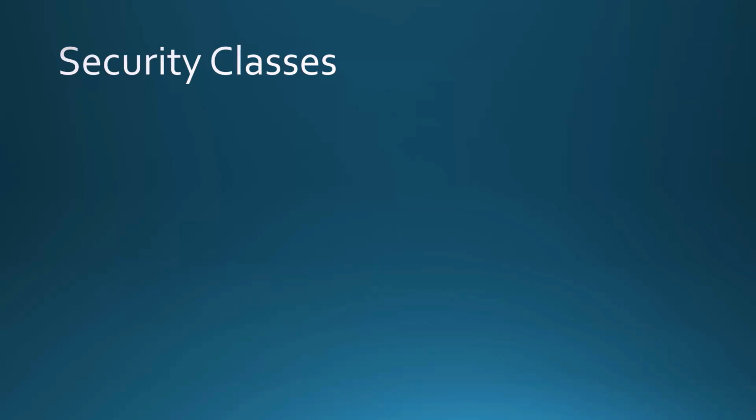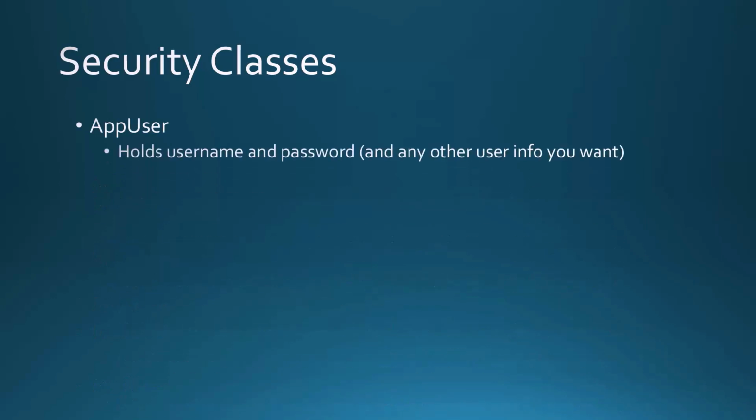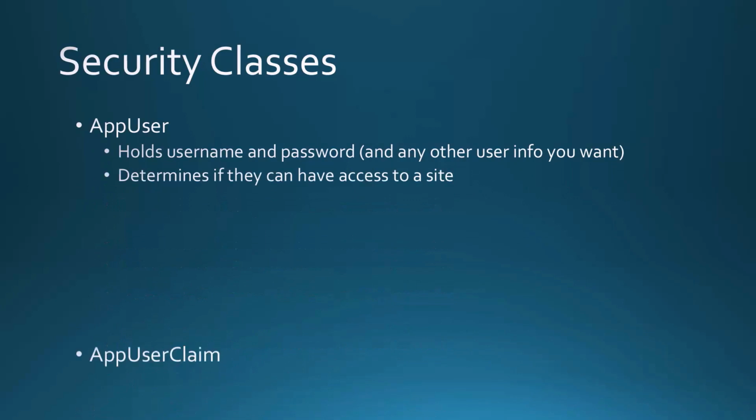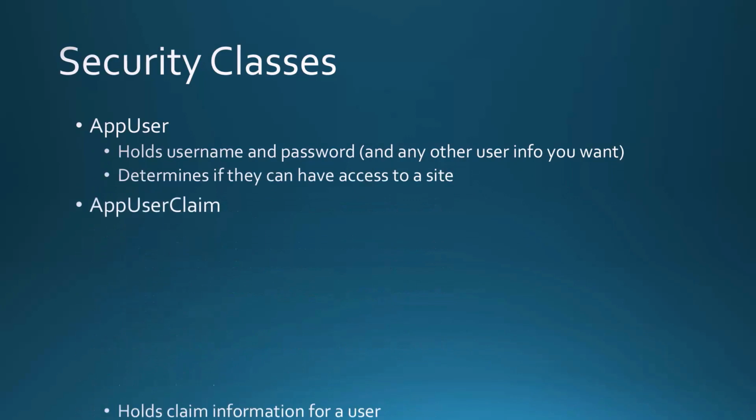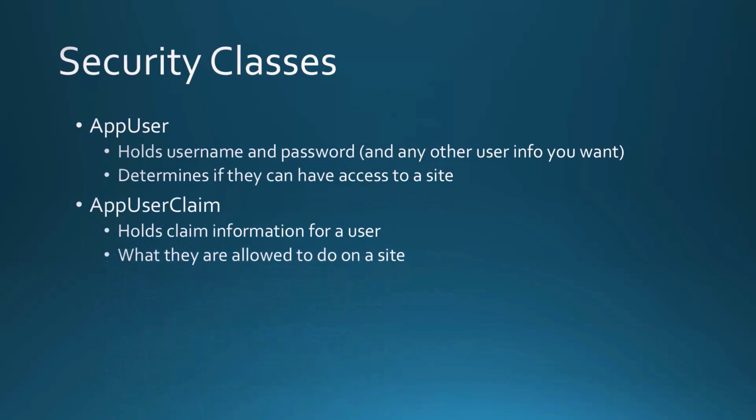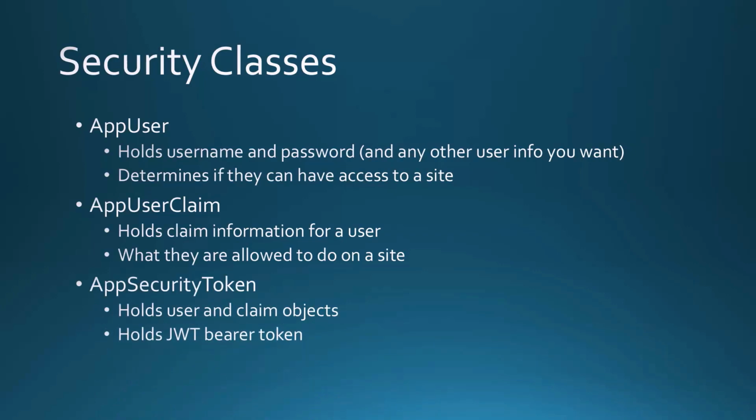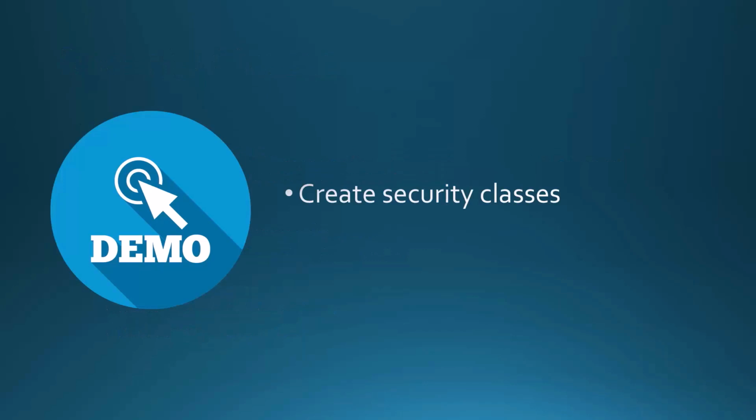Now the next step on our long road here to getting security installed into our Web API project is to create a set of security classes. The first one we'll create is AppUser. This holds the username and the password. And of course, you could add whatever other user information you want to this class. But this is going to help us determine if they have access to the site. Then we'll have an AppUserClaim class that holds claim information for a user. So that's what they're allowed to do on the site. We'll create an AppSecurityToken class that holds the user and the claim objects and is also going to hold our JWT bearer token. Let's go ahead and create these three security classes right now.